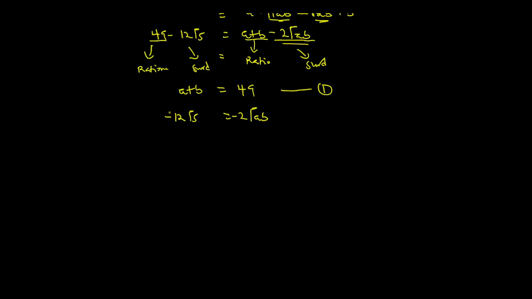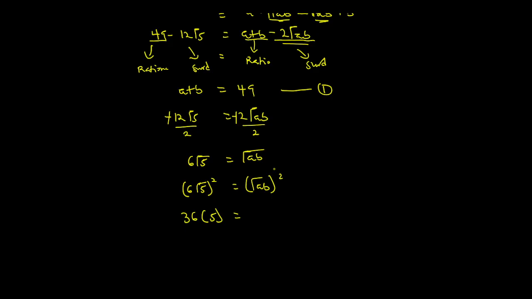So now what can happen? This minus can cancel this minus, and we can divide both sides by 2. So we have 6 root 5 is equal to square root of ab, right? For us to get rid of the square root, let's square both sides of the equation. When we do that, we get 6 squared and root 5 squared. What is 6 squared? It is 36. Multiplying, what is square root of 5 squared? It is going to give us 5. Being equal to, what is square root of ab squared? It is going to give us ab, right?